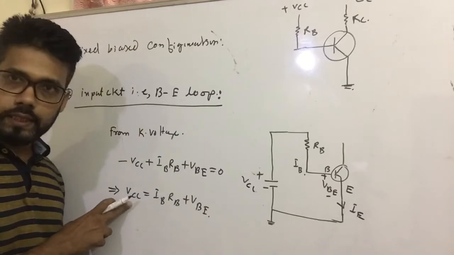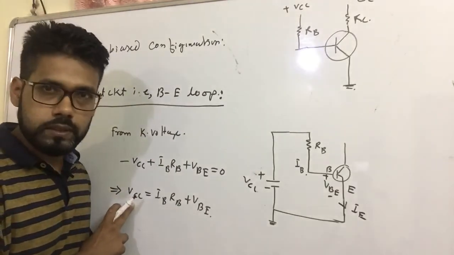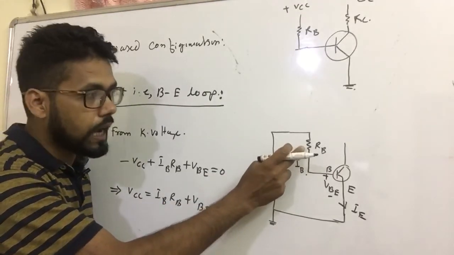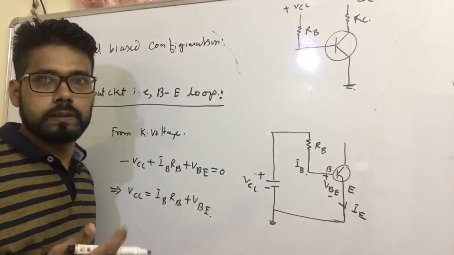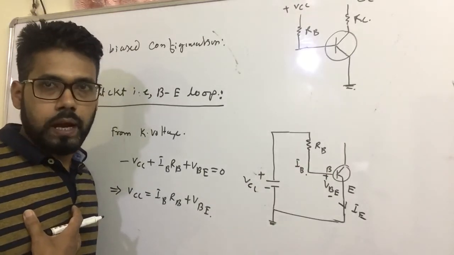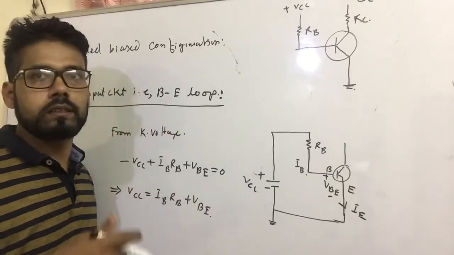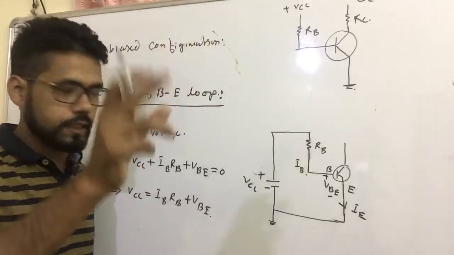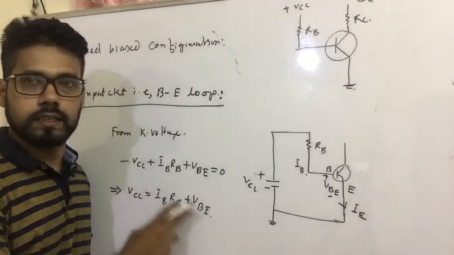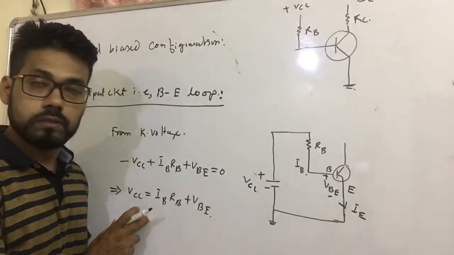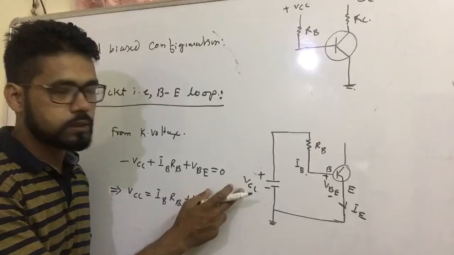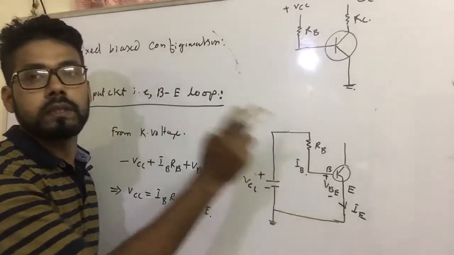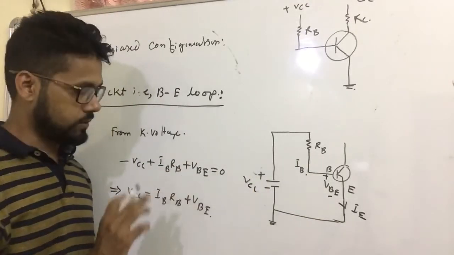That means the total input voltage, that is the power supply voltage, is distributed in RB as well as VBE. Suppose I have 500 rupees, so I will distribute it between two students. One gets 200 rupees, another gets 300 rupees. That means 500 equals 200 plus 300. That means the power supply voltage VCC equals the voltage across resistance RB plus the voltage VBE, the base emitter junction voltage. Okay, this equation.